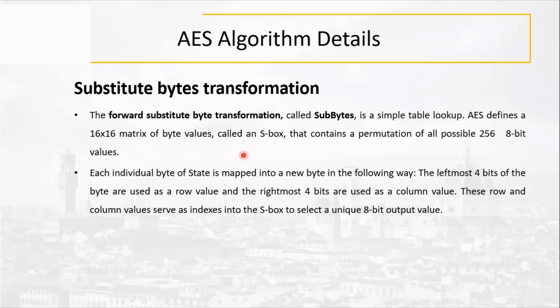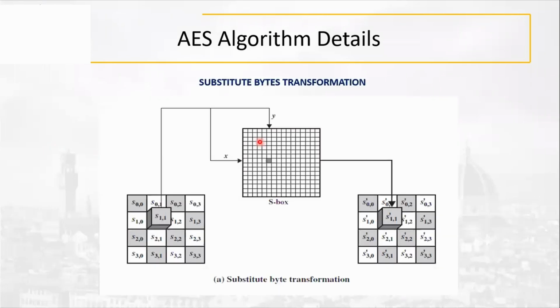So substitute bytes is very similar to the S boxes of DES. The only thing is, the S box in DES was very small. It was 4 by 16, and there are 8 such S boxes. Here there is only one S box, which is a 16 by 16 matrix.